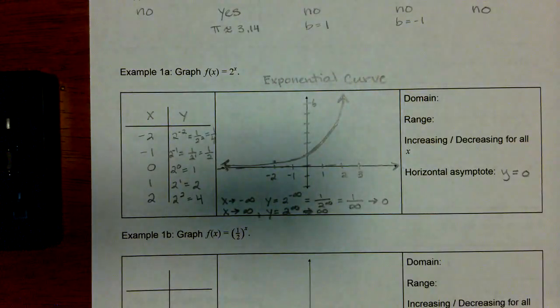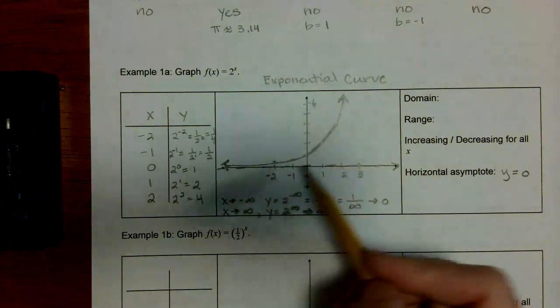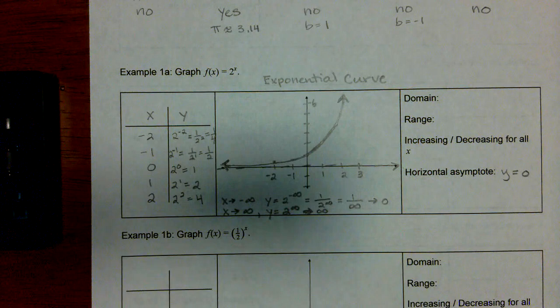Okay, when we had degree 1, we had linear functions or lines. When we had degree 2, we had quadratic functions, and their special name was parabola. Whenever we're describing a graph, we want to call it an exponential curve.